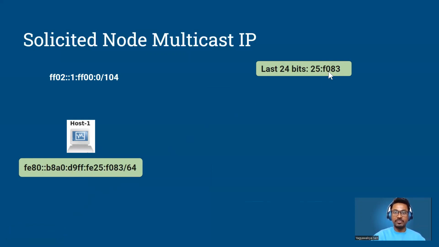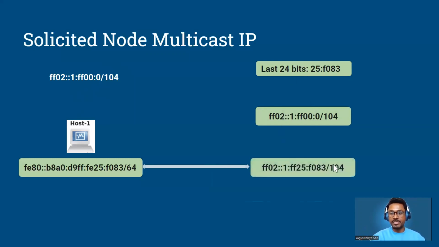So here we have the last 24 bits of the IPv6 address. Then we take the standard solicited node prefix used to generate this solicited node multicast IPv6, and we append this to it. What we get is this particular multicast IPv6, which is FF02::1:FF, and then the last 24 bits match the last 24 bits of this IPv6. Now this is the solicited node multicast IP for this particular IPv6.